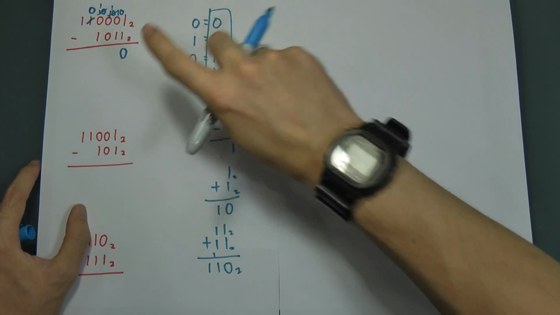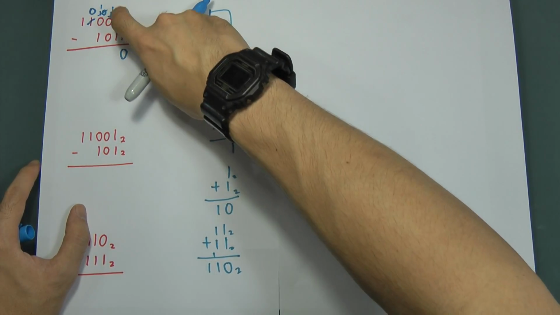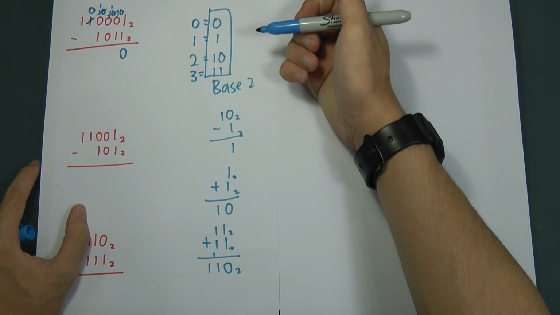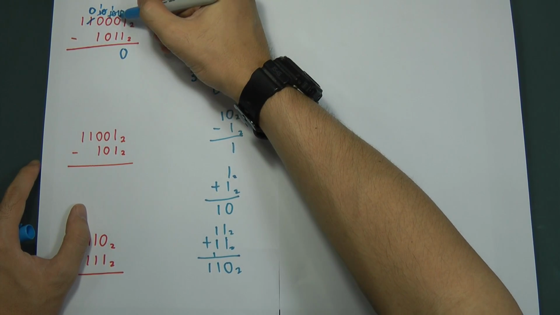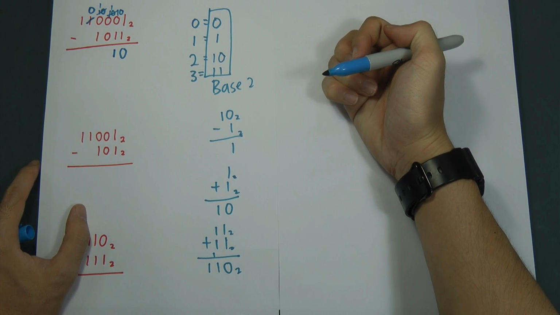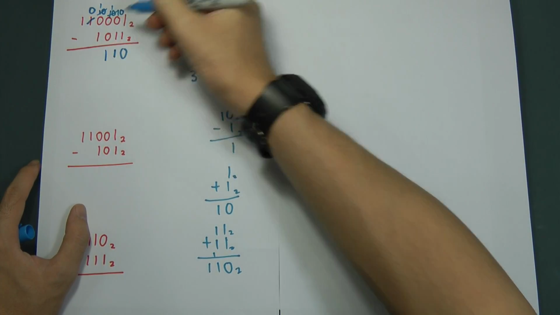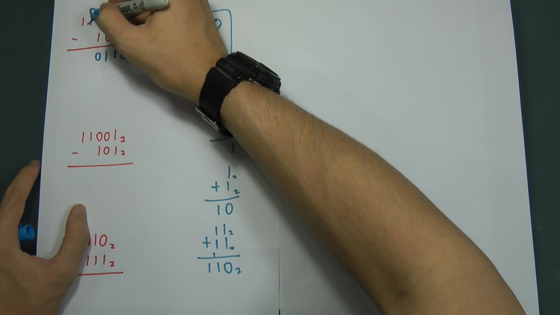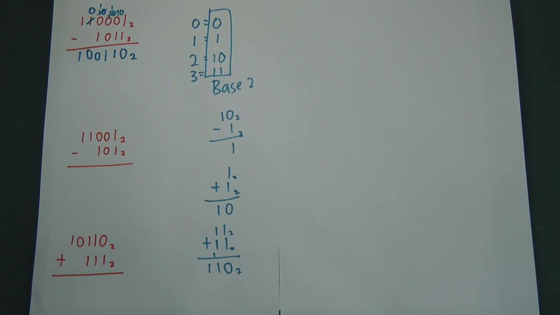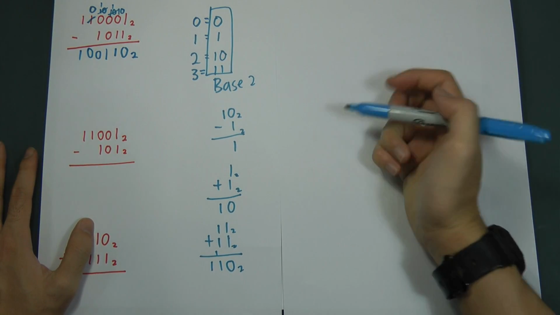Because 10 is 2. Imagine 2, borrow 1 more, you left 1. But in base 2, they call it 10. So now 10 minus 1, you left 1, because 10 is 2. Here you left 1, so you write down 1. 1 minus 1, you get 0. Here is 0, 1, base 2. That's all.